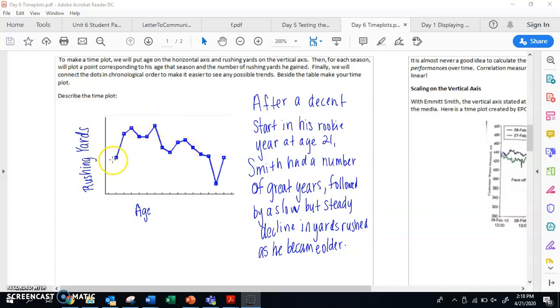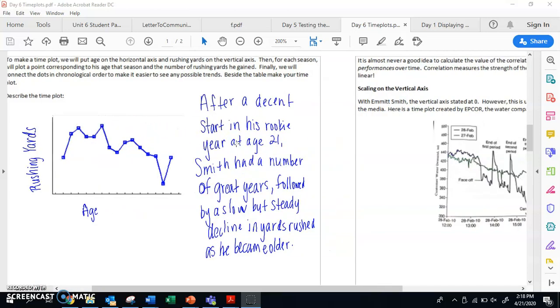And what we can do is actually see any trends that are happening here. So is it going up in a considerable fashion over time? Is it going down? Is it just kind of wavering around? On this one, we can see that after a decent start, his rookie year at age 21, right here, he had a number of great years, and then an eventual steady decline down. He did shoot up a little bit his last season, but overall, he did have a downward trend after a few years of really good running.